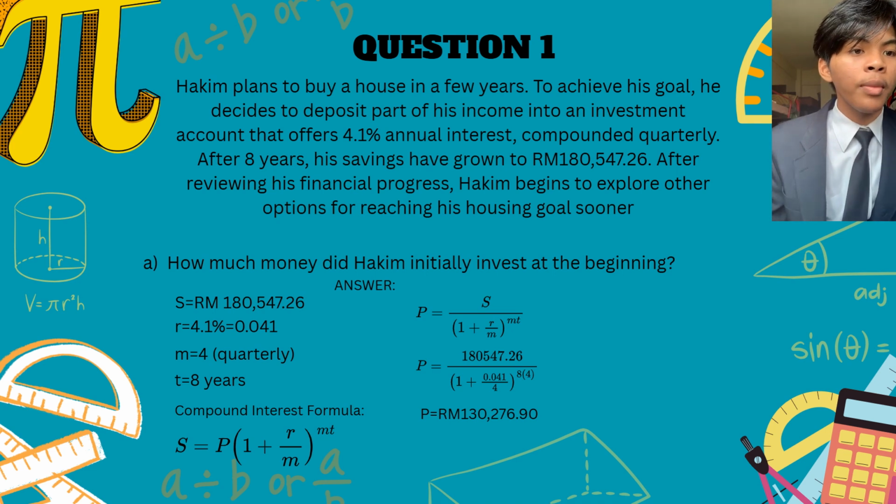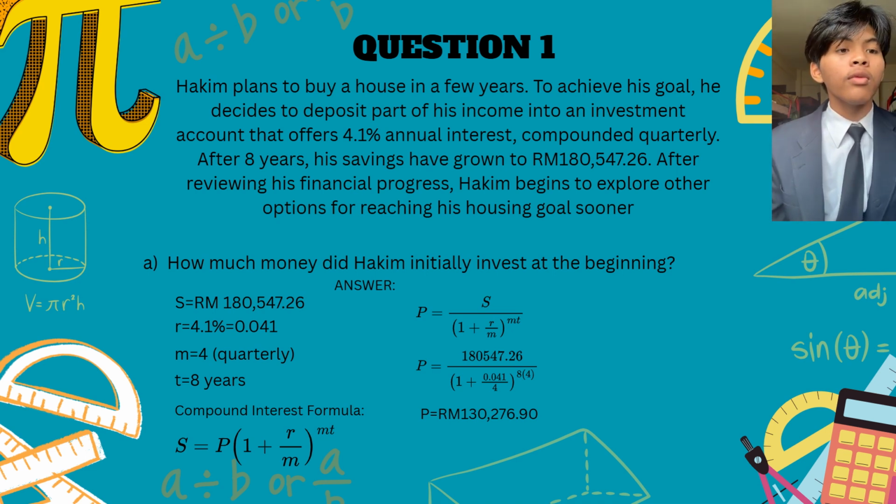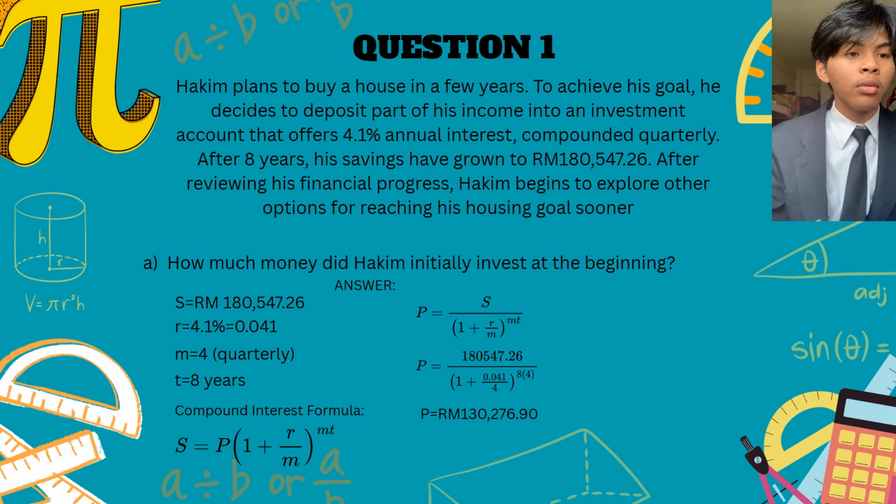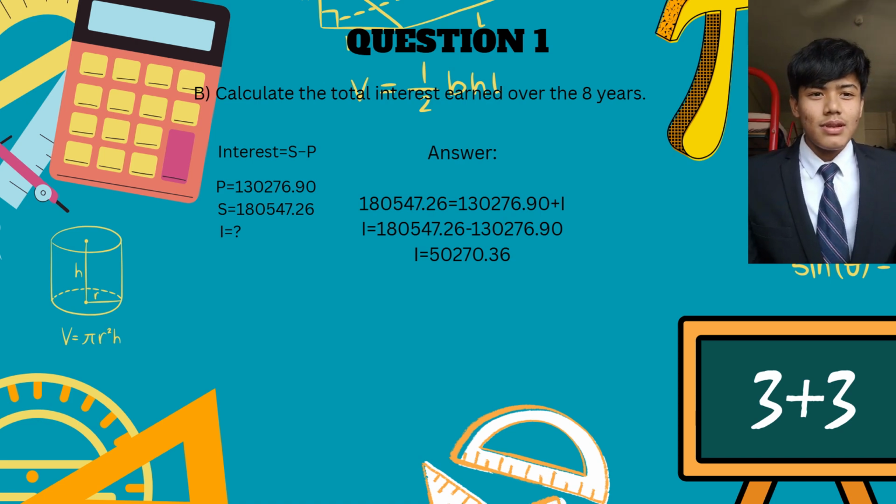So it will be P equal to 180,547.26 divided by bracket 1 plus 0.041 divided by 4 and close the bracket, powered by 8 times 4. The answer will be 130,276.90 cents. Next, we got the second question.